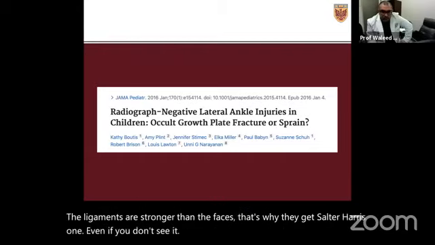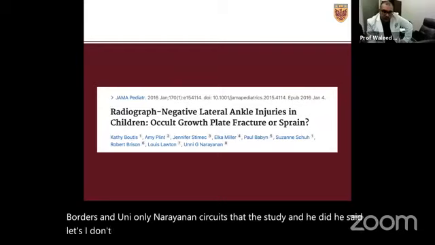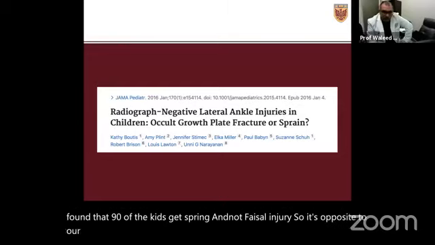Dr. Narayan at Sick Kids did a study, and he said, I don't believe this, let's do an MRI of these ankles. And then he found that 90% of the kids get a sprain and not a physeal injury. So it's the opposite of the old statement that we believed in.